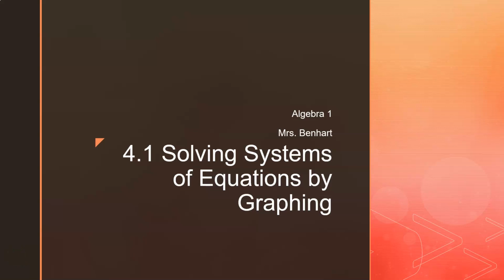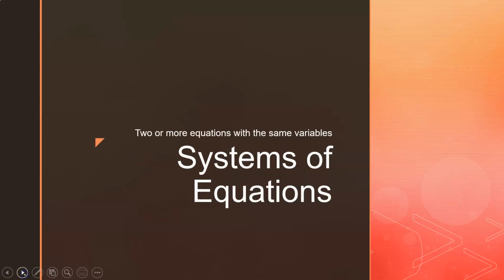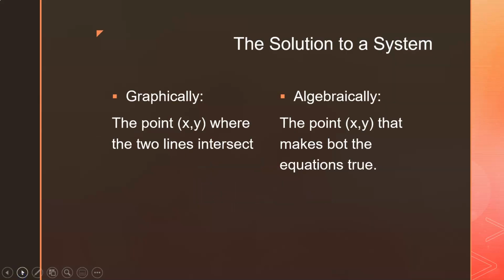Okay, today we're going to do the notes for section 4.1, and we are going to solve a system of equations by graphing. Okay, a system of equations is simply two or more equations with the same variables. Graphically, the solution to a system is the point (x, y) where the two lines intersect, the point where they cross, the ordered pair.